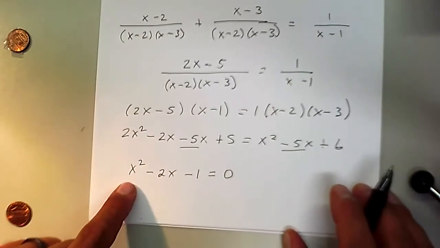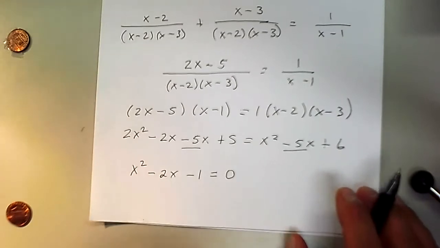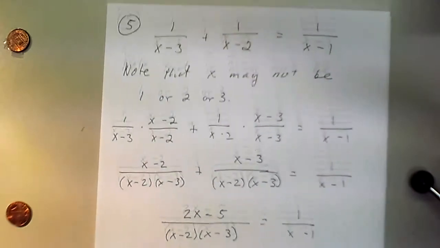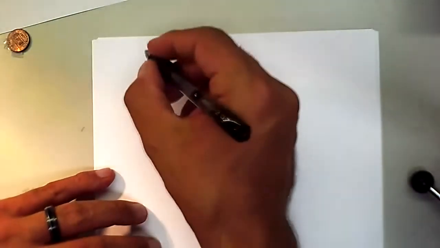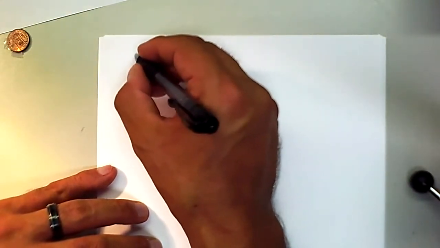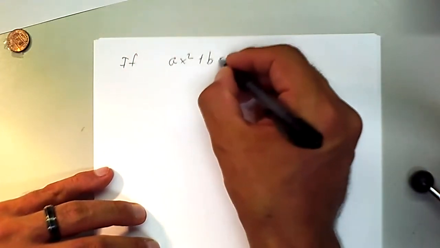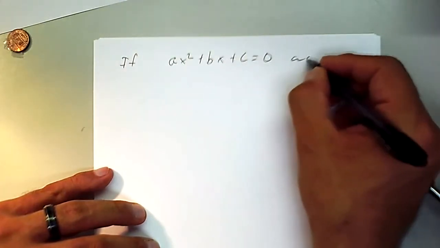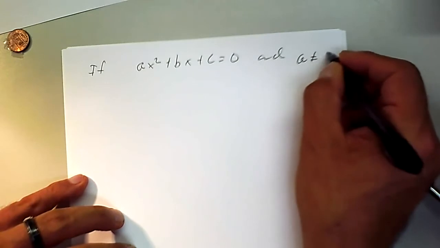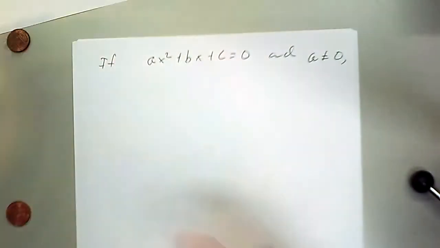So now we have a quadratic equation. Let me review very quickly how to solve a quadratic equation. Yeah, because I wasn't anticipating a quadratic, but that's all right. It's within the things we need to know. So if ax squared plus bx plus c equals 0, and a is not equal to 0, so we cannot have a equal to 0, which is the case in our problem here.